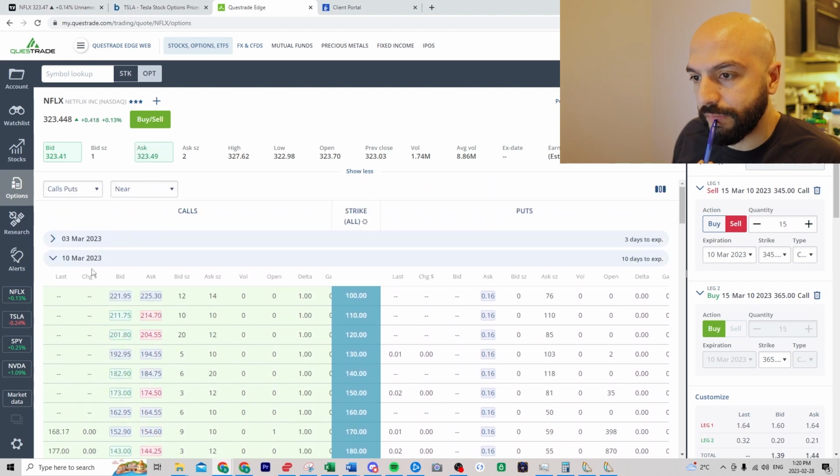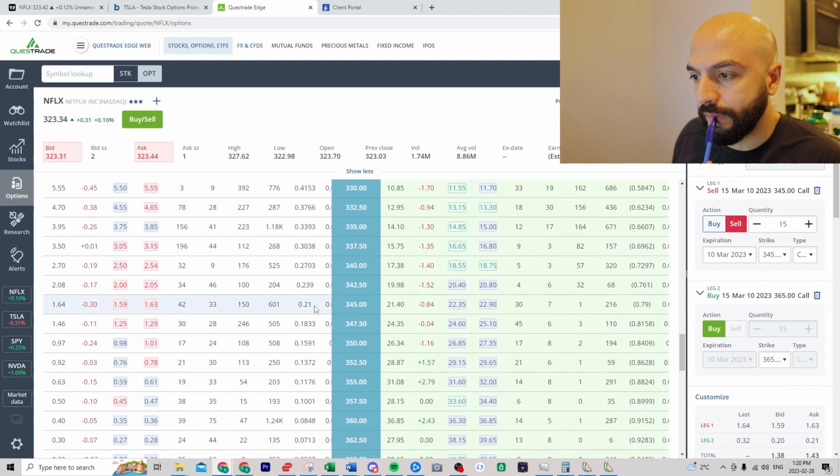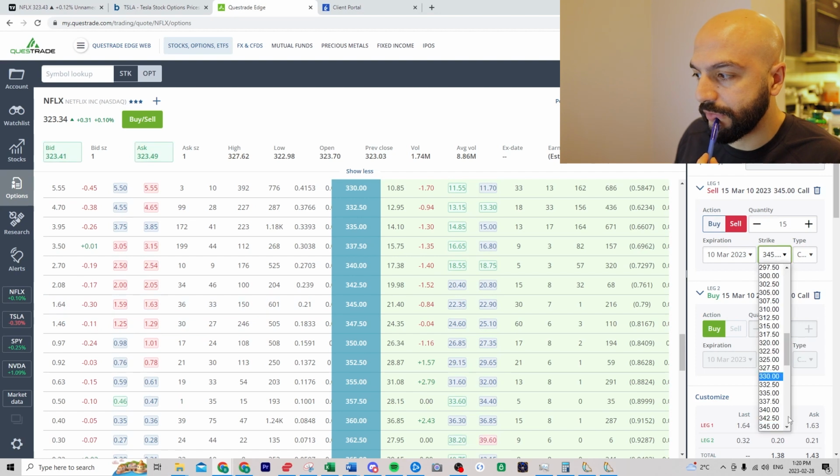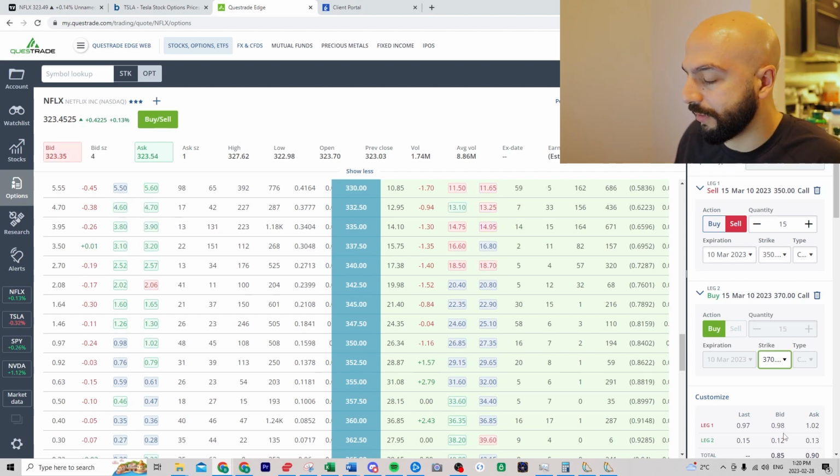What is this? 345. It's the 21 delta. That is pretty close. That's too close for me. So I'm going to go further out, make less money. I do try to aim, yeah, I want at least like $1 per contract per spread, but that's not happening here. So we'll do this for now.